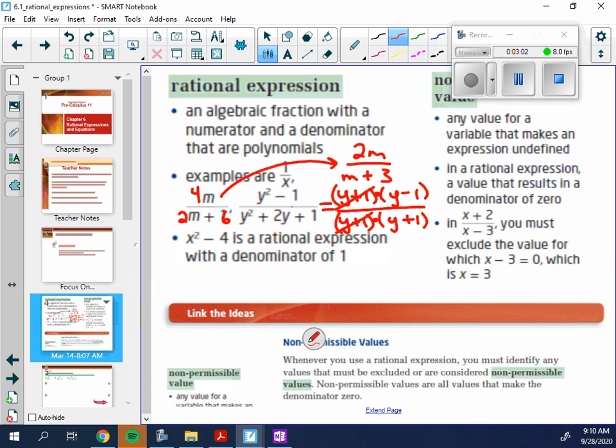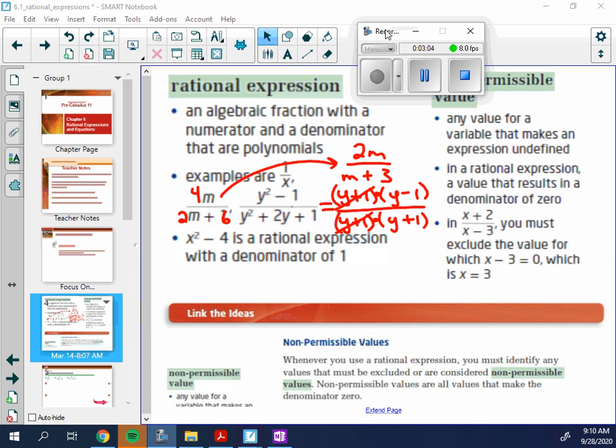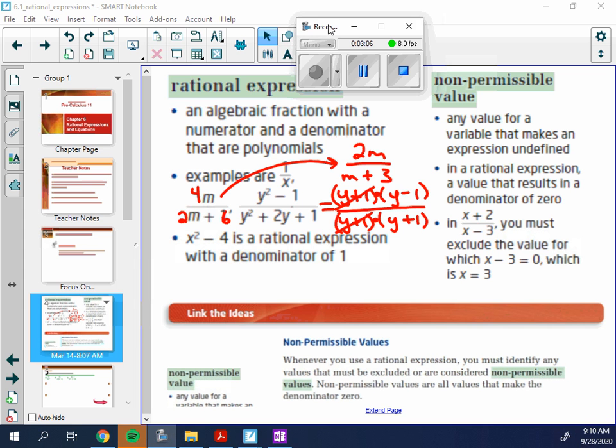Okay? Let's take a look at the second definition here, which is non-permissible values. I think that's a new term. Is that a new term for you guys? It's basically the values that aren't allowed. So when you did your restrictions for chapter 5, you set out which items are non-permissible because you said which ones were allowed. So then we would know all the others are not allowed. In this case, it's any value for a variable that makes the expression undefined.